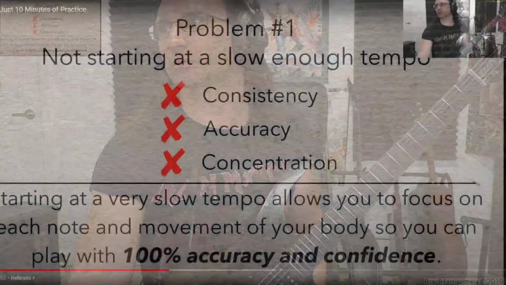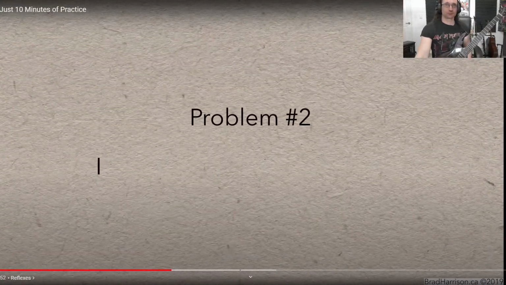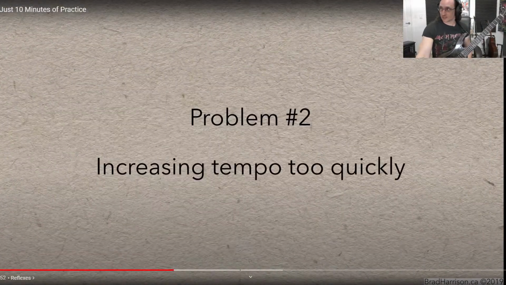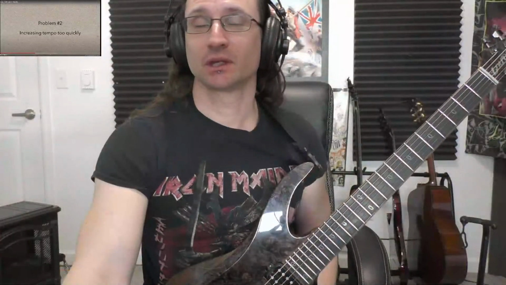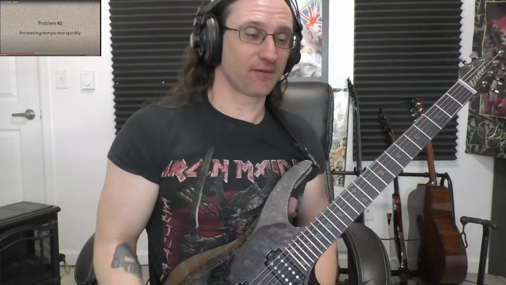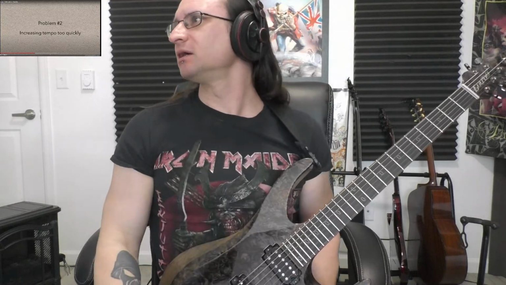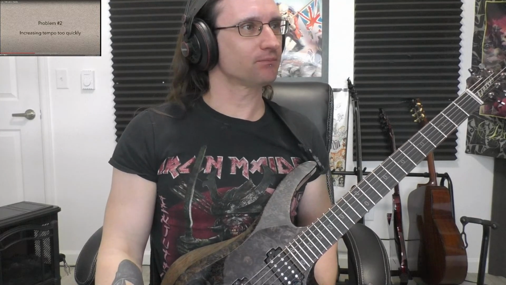let's continue. The second problem is increasing tempo too quickly. Yep. That's why I advise, again, 5 beats per minute. No more than 5 beats per minute. You can do less, but don't go more than 5 beats per minute quicker.